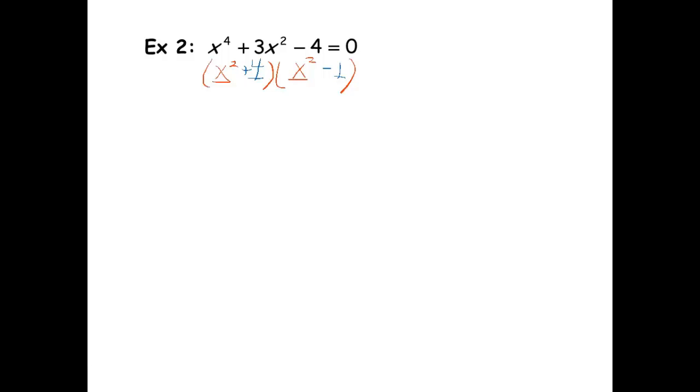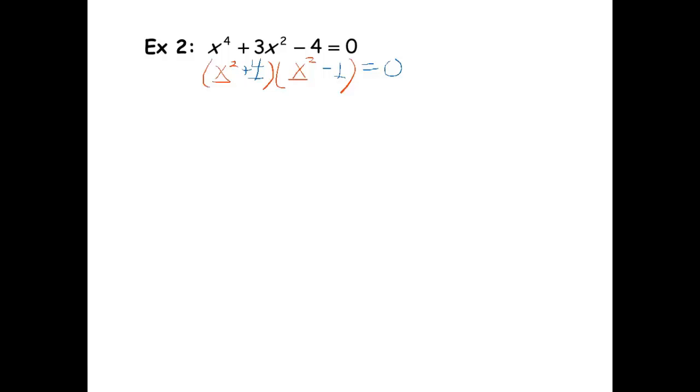Look at this. If you wanted to multiply it out and check, you'd see that the x squared is multiplied to x to the 4th. The x squared times negative 1 is negative x squared. 4 times x squared is 4x squared. That makes a total of 3x squared. And then our 4 and negative 1 multiply to negative 4.